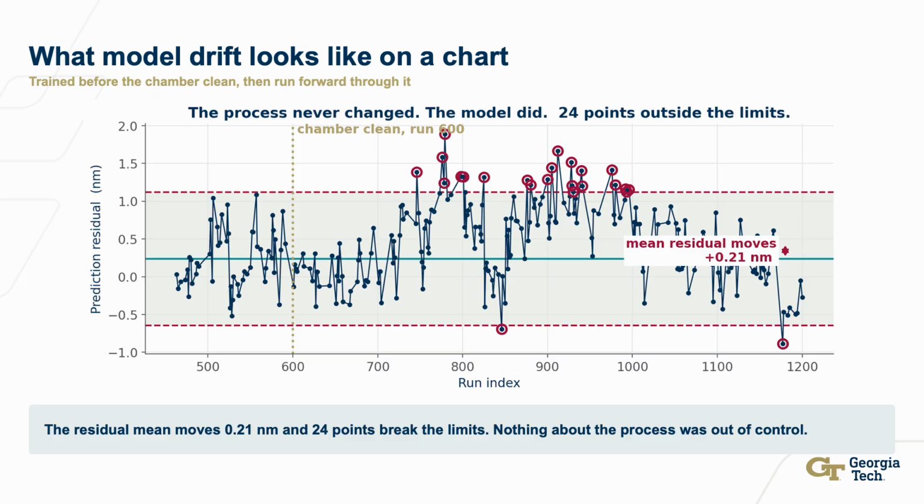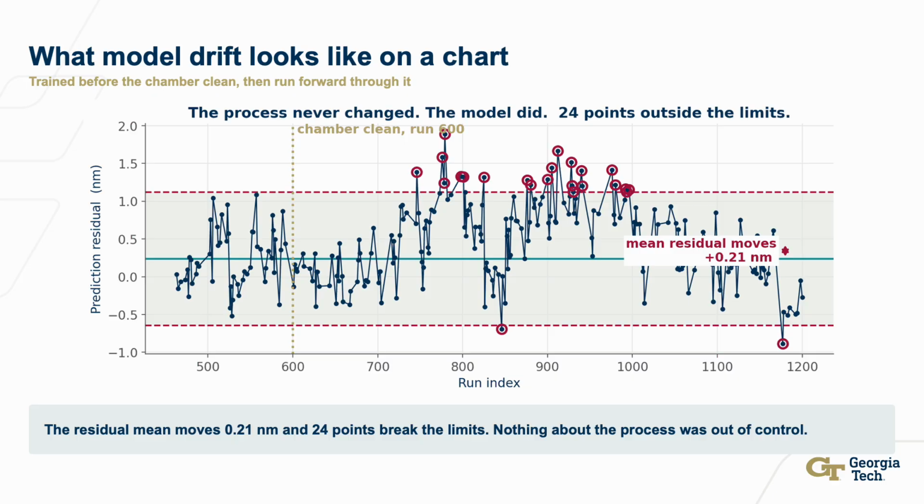The model was trained on wafers before the chamber clean at run 600. The limits come from the held-out wafers, also from before the clean. So they are the honest limits, computed the way lecture 2 on SPC told you to compute them, from a period when the model was known to be good. Then we ran it forward. Before run 600, the residual stays inside the limits, in control. The model and the gauge agree as well as they usually do.